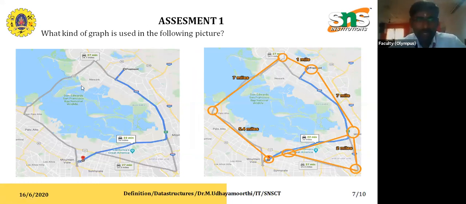So the first one is nothing but an undirected graph, because here there is no proper representation of the link or distance from one place to another place. Now see the next picture. In this picture we are clearly seeing that there is some link from one node to another node, with the help of a representation of distance, like miles. So these are some weighted values. It is a directed weighted graph.